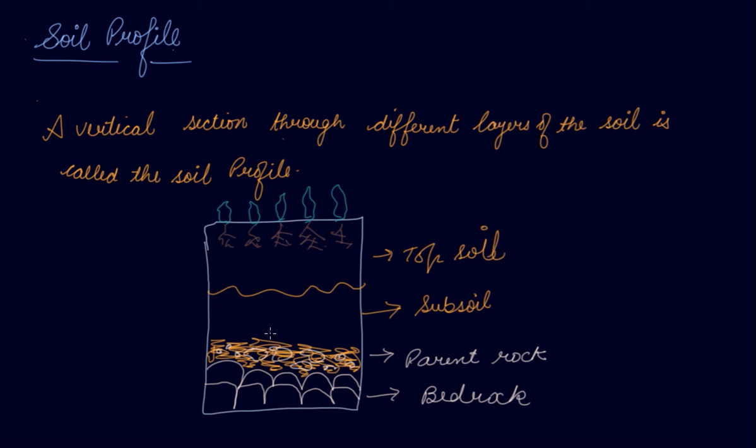Now each layer differs in texture, color, depth and chemical composition. These layers are referred to as horizons. This is known as your A horizon. This is known as your B horizon. This is your C horizon. And the last one is your bedrock.